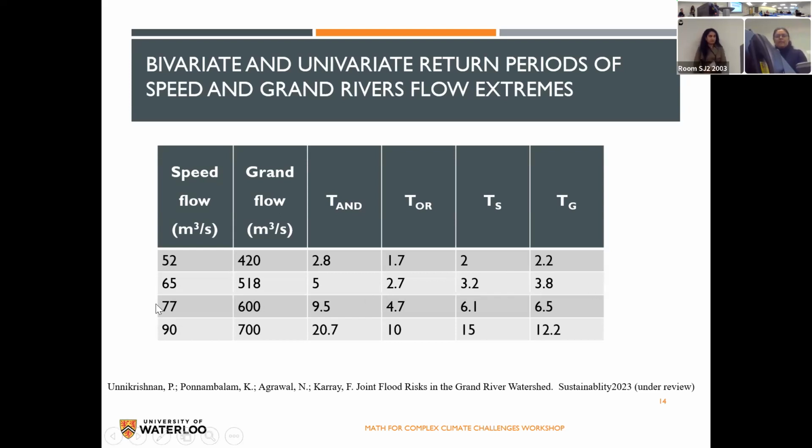Also, the 6-year event here translates to a 9-year simultaneous occurrence of the events. That means there is a chance that once in 9 years, both the rivers can exceed this flow. So this also needs to be considered. The impact on urbanization or the impact on the people will not be the same when both the rivers exceed the flow and when either of the rivers exceeds the flow. These factors also need to be considered.